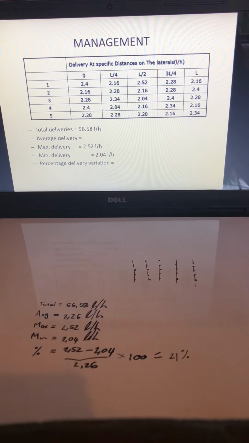And so because this value is larger than 10%, so the amount of percentage variation in this block is larger than 10%, that means that we need to replace some of these emitters or the laterals, and therefore we'll say replace some of the laterals. And that is the calculations with regards to emitters and emitter delivery.